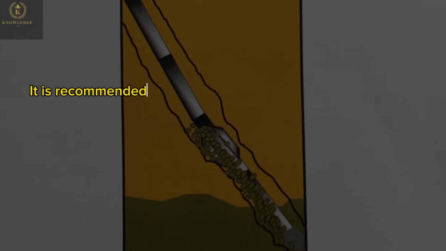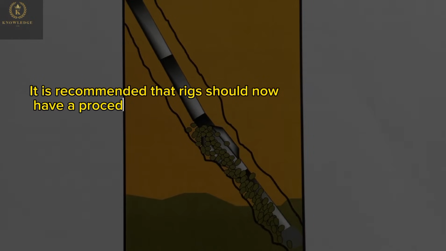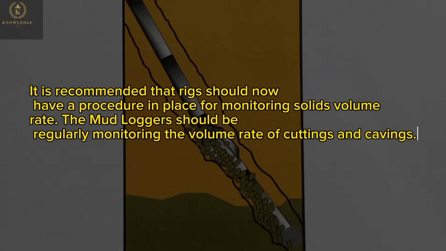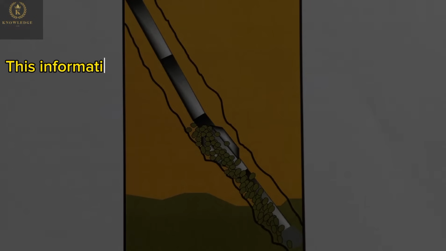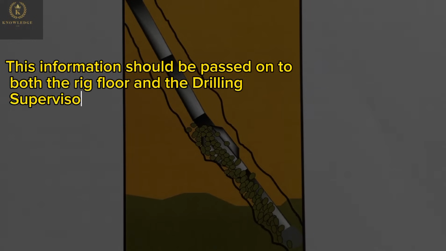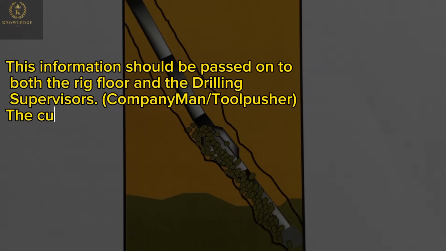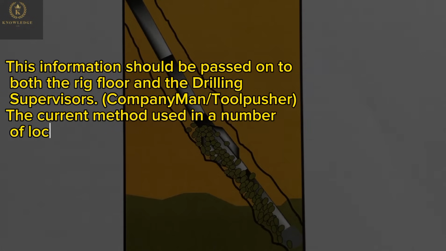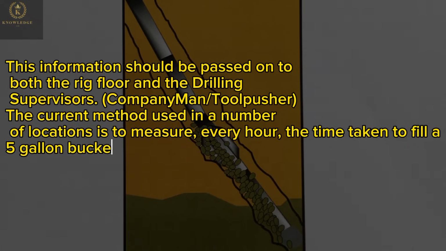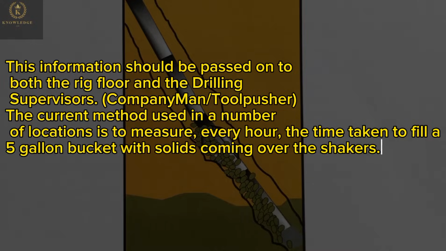It is recommended that rigs should now have a procedure in place for monitoring solids volume rate. The mud loggers should be regularly monitoring the volume rate of cuttings and cavings. This information should be passed on to both the rig floor and the drilling supervisors, company and tool pusher. The current method used in a number of locations is to measure every hour the time taken to fill a 5-gallon bucket with solids coming over the shakers.